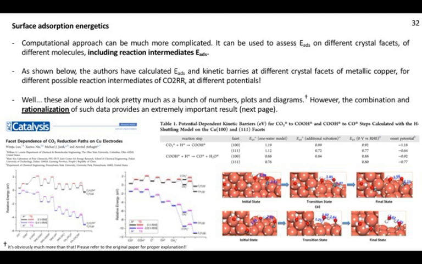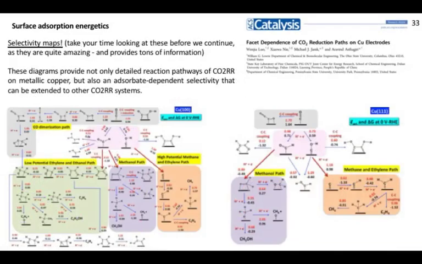But the computational approach can provide adsorption energies not only for the CO2 molecule itself, but also for the intermediates. You can propose many reaction intermediates and calculate, like in this work in ACS Catalysis, the adsorption energy of different intermediates on different crystal facets, at different potentials. This is a really powerful approach to study this reaction. All these tables, diagrams and schemes probably look like a lot of data, but the beautiful work is to rationalize all of this data and provide what is also shown in this work, which are these selectivity maps. This is definitely something amazing in CO2 reduction.